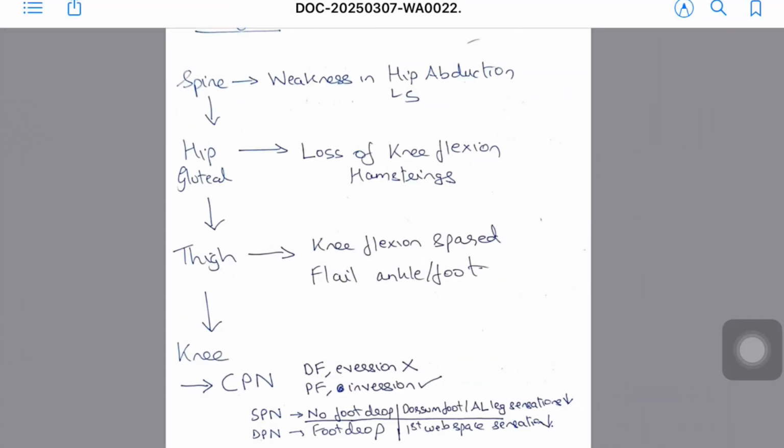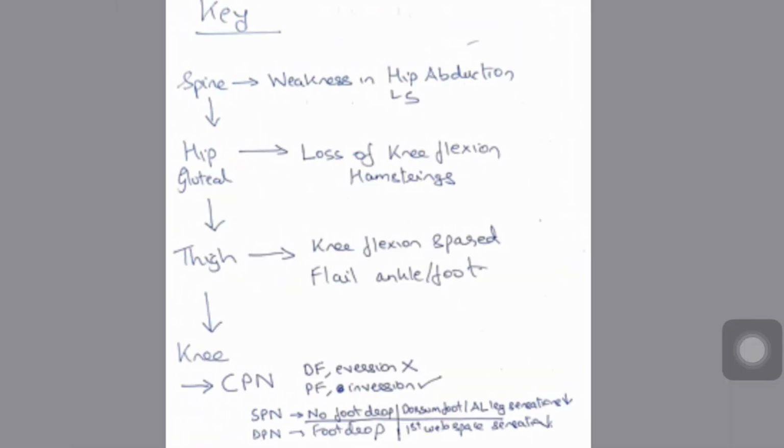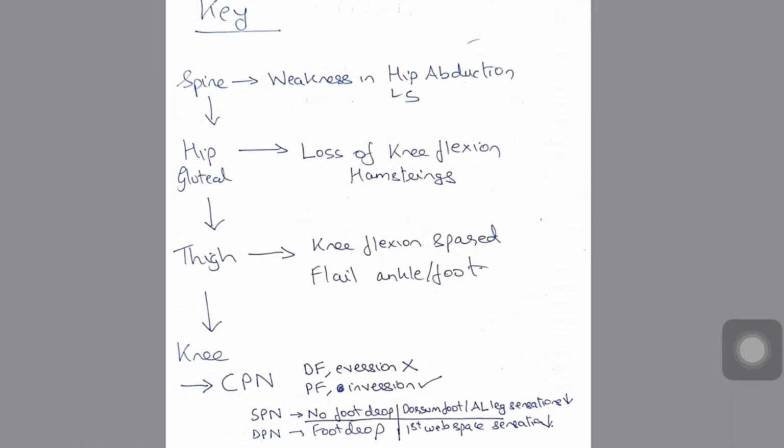Okay, so moving forward quickly, we are going to understand the key without further ado. If the level of injury is spine, there is weakness in hip abduction. If it is at the gluteal region, there is loss of knee flexion because of hamstring damage. If it is at the level of thigh, knee flexion is spared, but there is flail ankle and foot. If it is at the level of knee, in common peroneal injury, dorsiflexion and eversion are lost, plantar flexion and inversion are spared.